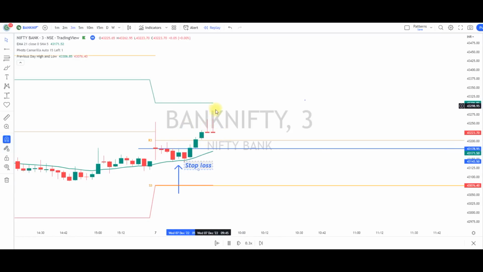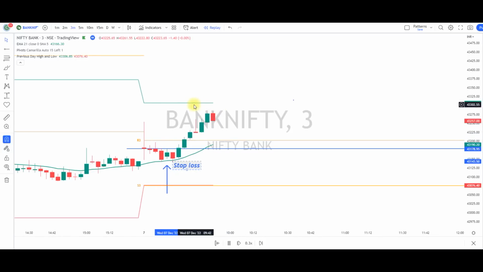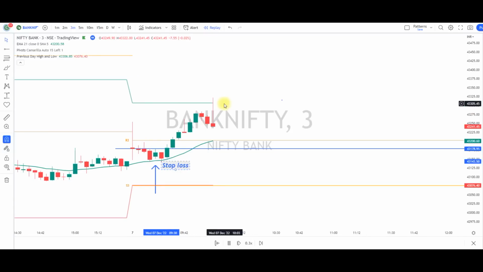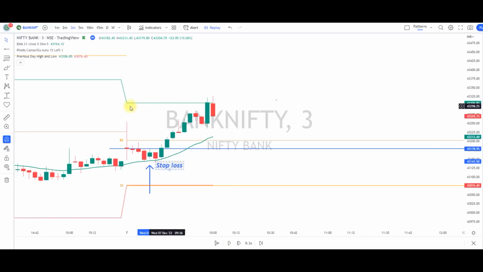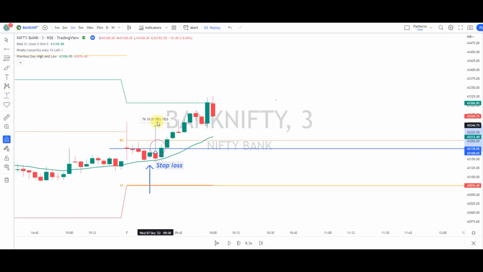And price is also going above R3. So we can keep our trade. As the previous day high is nearby, we can start booking our profits or we can trail our profits. So the Bank Nifty touched our previous day high. So we can see how many points we got from here.